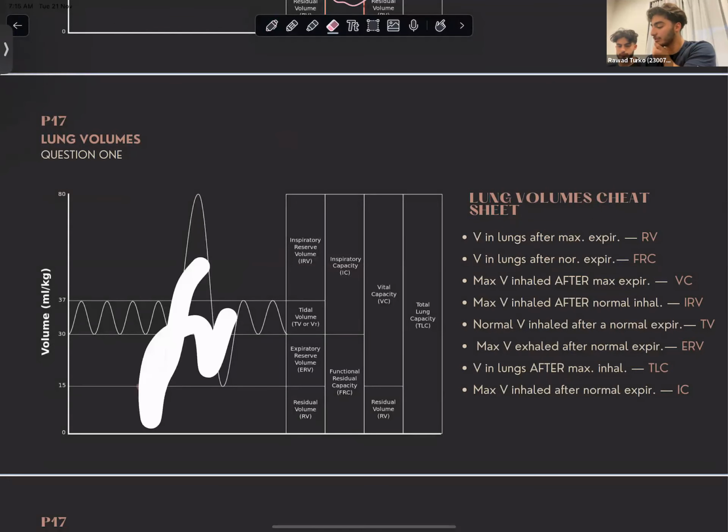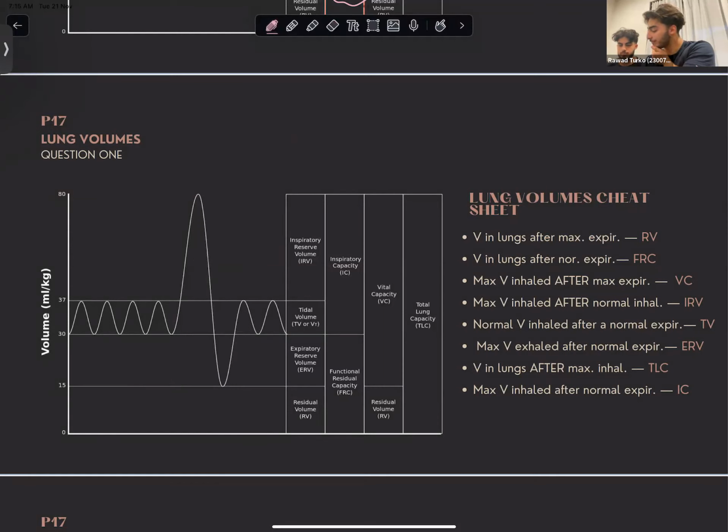Let's just do one more, just for fun. The volume in your lungs after maximum inhalation. This is all the volume in your lungs after you take a deep, deep inhale. Total lung capacity. Perfect. That's everything. So make sure, guys, before you go into the exam, that you memorize this extremely well. The questions are super easy, but you don't want to mess those up on the exam. They're really easy marks. Just make sure you memorize this.